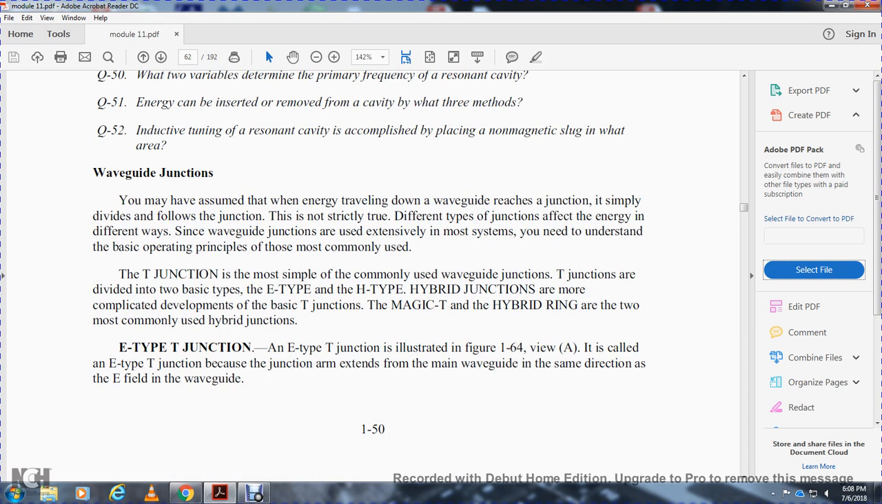You may have assumed that energy traveling down the waveguide reaches the junction and simply divides the flow at the junction. This is not strictly true. Different types of junctions affect the energy in different ways. The same waveguide junctions are used in most systems, so you need to understand the basic operating principles of those most commonly used. The T-junction is the simplest and most commonly used waveguide junction.